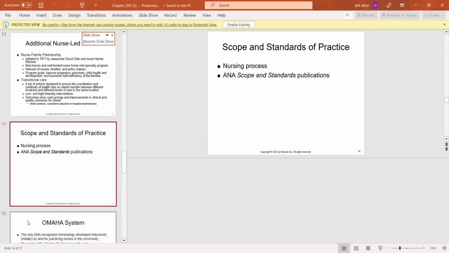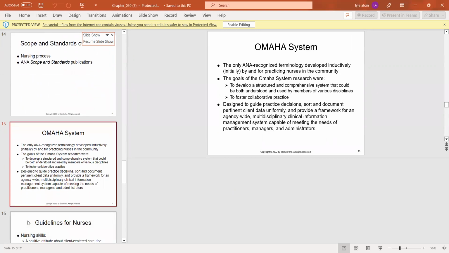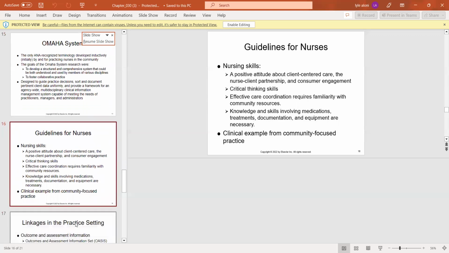We see our scope and standards of practice in our ANA scope and standards of practice. This is where we know we do have the Omaha system, which is the only ANA recognized terminology for practicing nurses in the community. The goal is to develop a structured and comprehensive system that could both be understood and used by members of various disciplines. It guides our practice decisions, multidisciplinary clinical information management systems capable of meeting the needs of practitioners and managers and administrators.